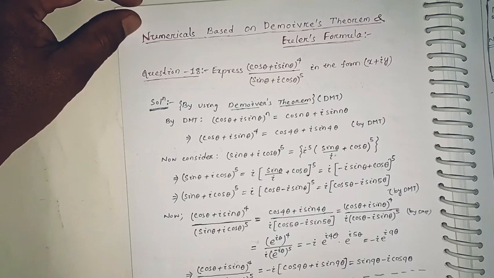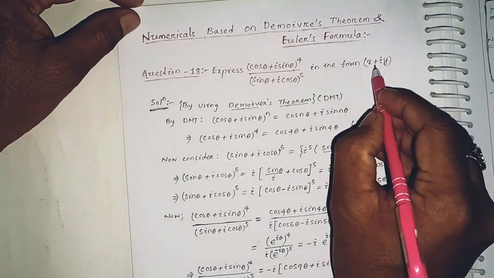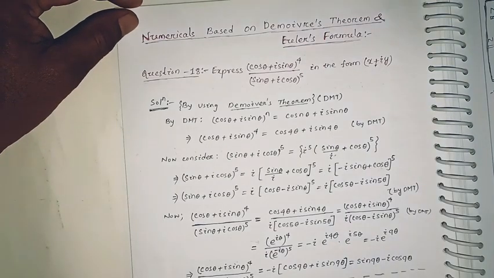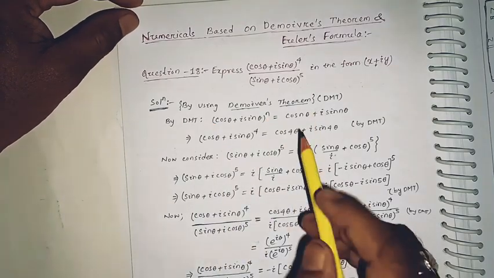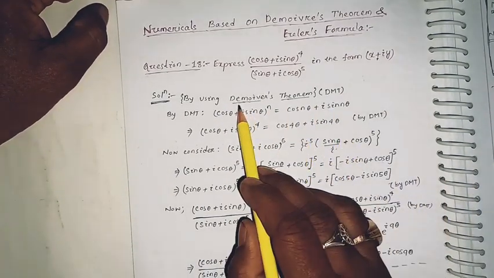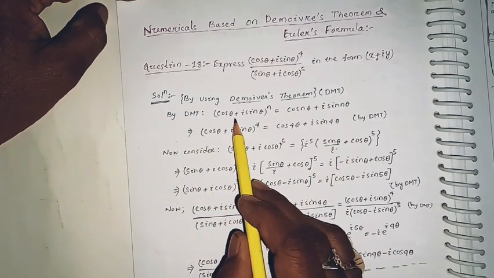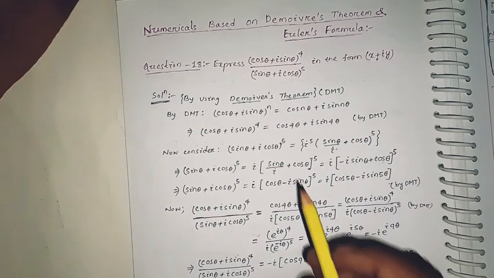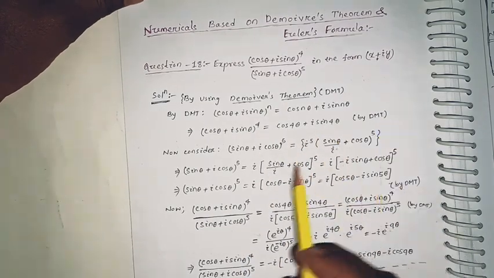x plus iy, leave it. We use De Moivre's theorem, in short DMT. By DMT we know (cos theta plus i sin theta) to the power n equals cos n theta plus i sin n theta. If n is 4, then it will be cos 4 theta plus i sin 4 theta by DMT.